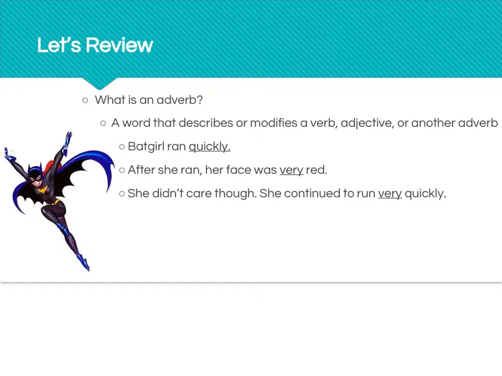First, we need to review. You might remember that an adverb is a word that modifies a verb, an adjective, or another adverb. In the following sentences, we can see that each underlined adverb is modifying how Batgirl ran, quickly, how red her face was, very red, and how quickly she ran, very quickly.